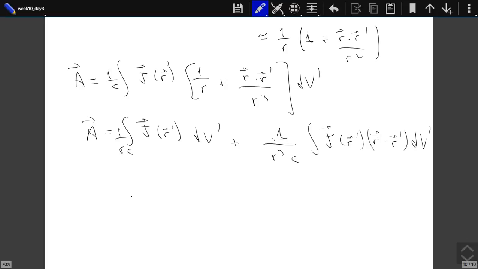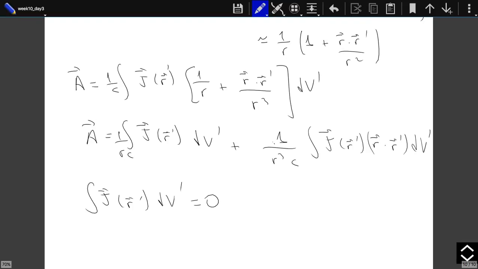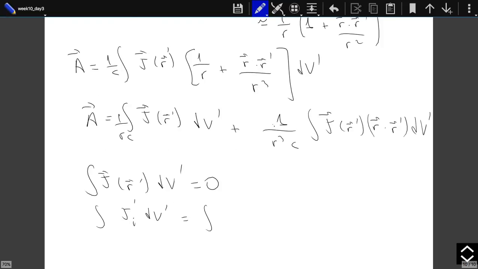Now let's do one thing. Let's look at this first term. I will claim that the integral of J of r prime dv prime is equal to 0. To see that that is actually 0, let's look at the components of this one. J_i, well, let me put J_i prime, meaning that it's evaluated at r prime, dv prime. This is equal to the integral of x_i prime, J_j, derivative with respect to x_j prime, dv prime.